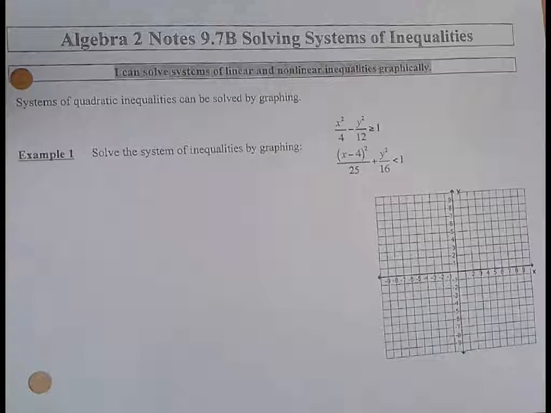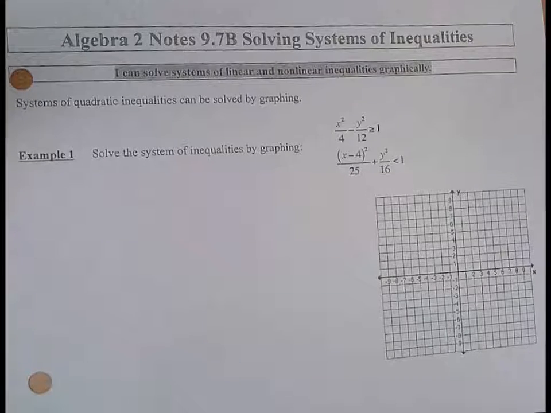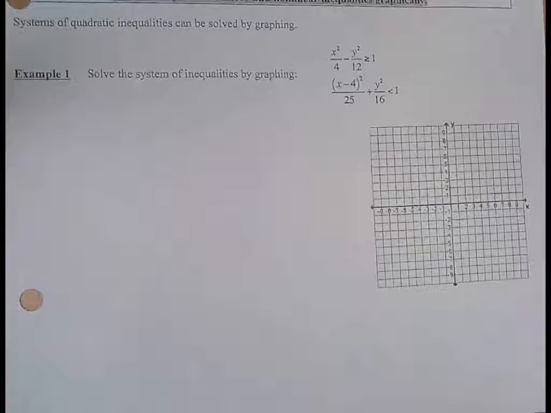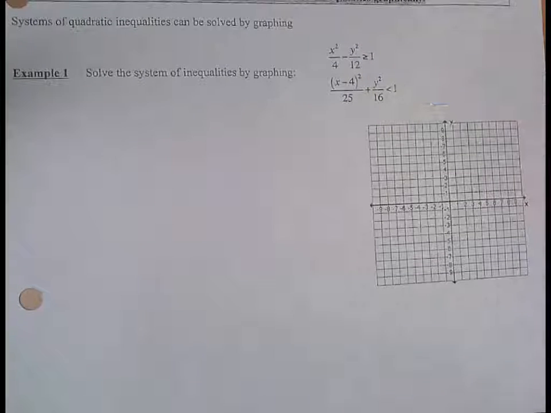But when graphing these, you can only solve them by graphing. There's two things that make graphing an inequality different from an equation. What are the two things you have to remember with inequalities that don't apply if you have equal signs here? So inequalities, what do you have to remember?